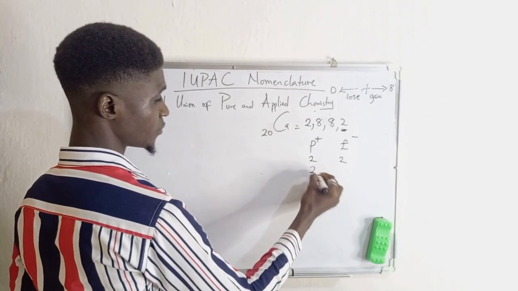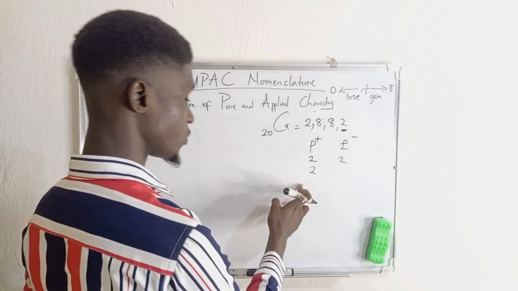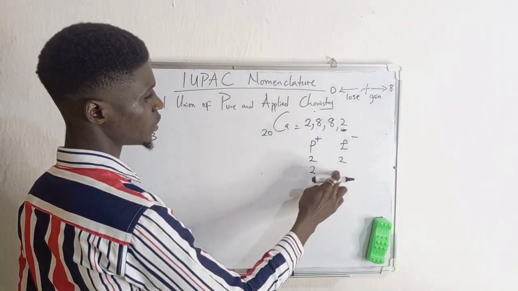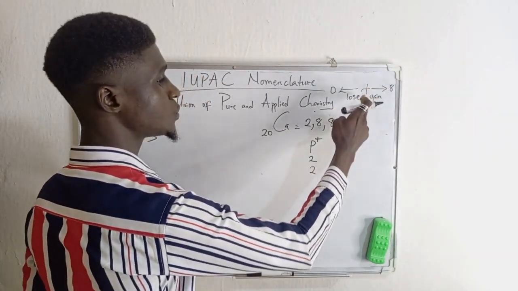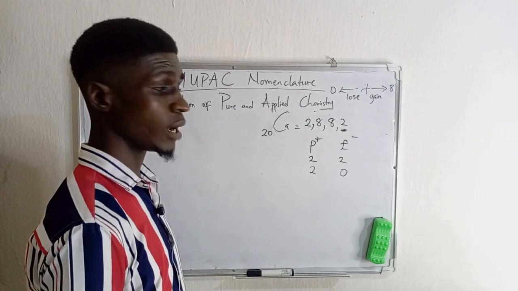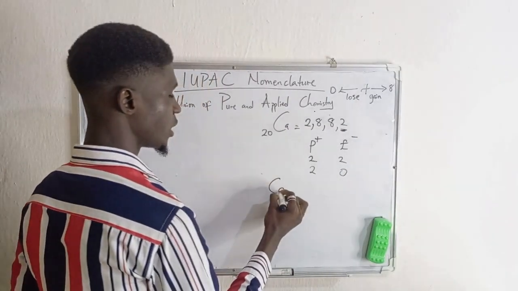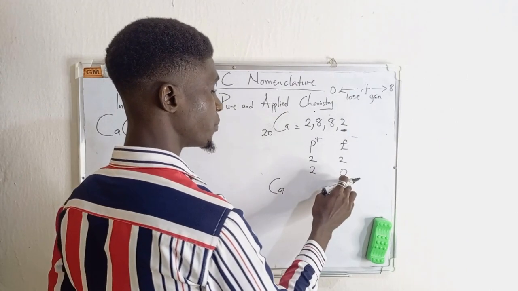Knowing that P, that is your protons, they do not participate in chemical reactions, so it remains unchanged. Then you ask yourself, is this 2 bigger than 4 or less than 4? 2 is less than 4, therefore it will lose to become what? 0, right?